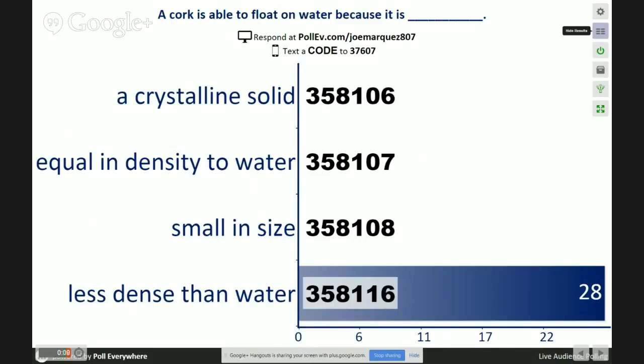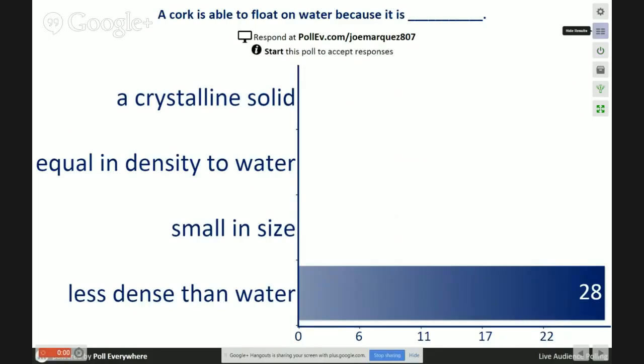So if you have something with the same density as water, what's the density of water again? 1. So if you have an object that is 1 as its density, it kind of stops wherever you put it. So if you put it on the surface of water, it will float on the surface of water. If you take it below water, it'll just hover there, right? It'll stay wherever you put it if it has the same density.